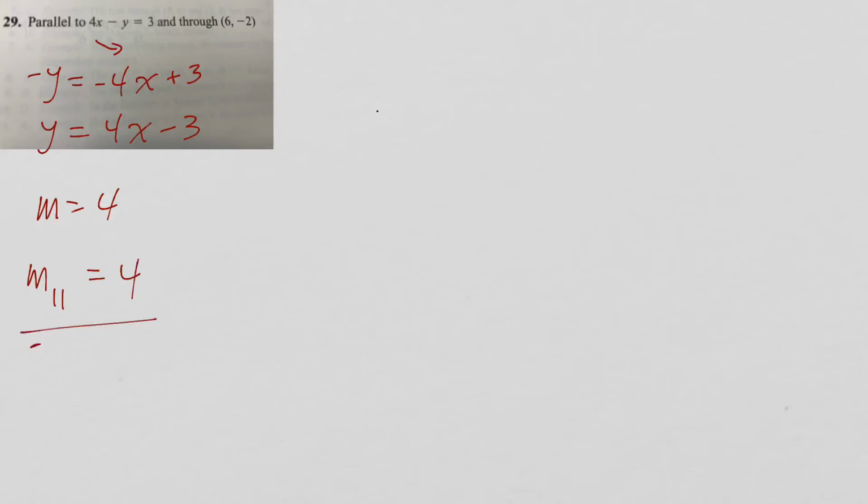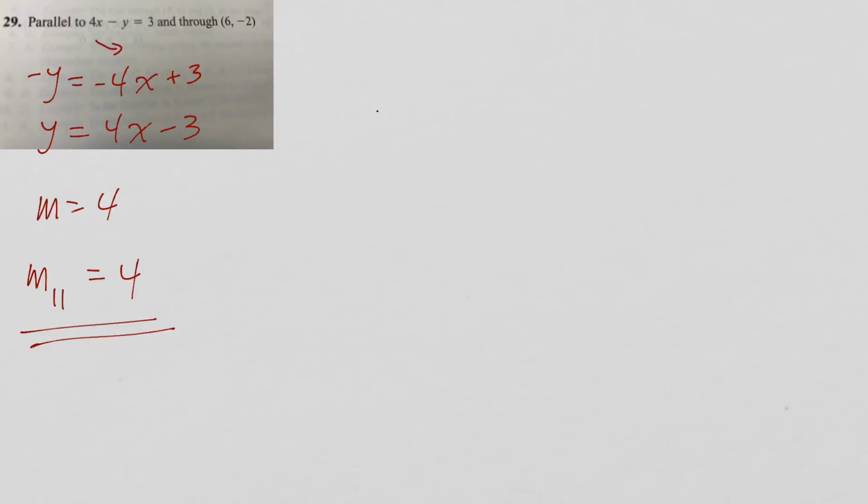Okay, parallel to this and through this. So the first thing, let's find the slope of this line. So I'm going to move my 4x over to the other side. So I have negative y, I'll just do it right here. Negative y is equal to negative 4x plus 3. So y must be equal to a positive 4x minus 3. So this tells me that the slope of this line is 4, the number in front of the x. That tells me that the slope of any line parallel to this is also 4. So now I have my slope.